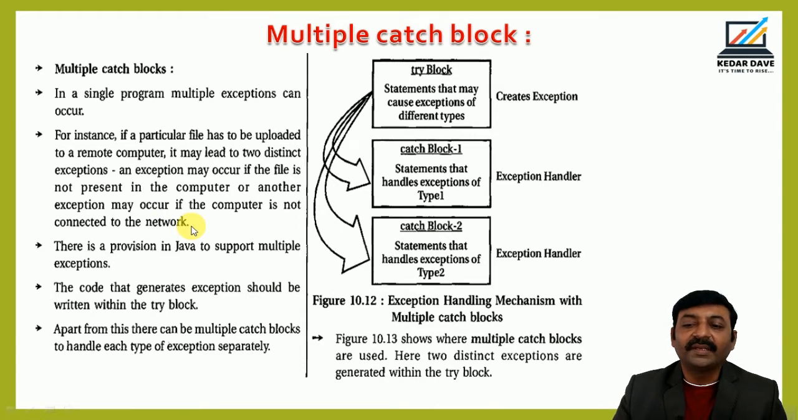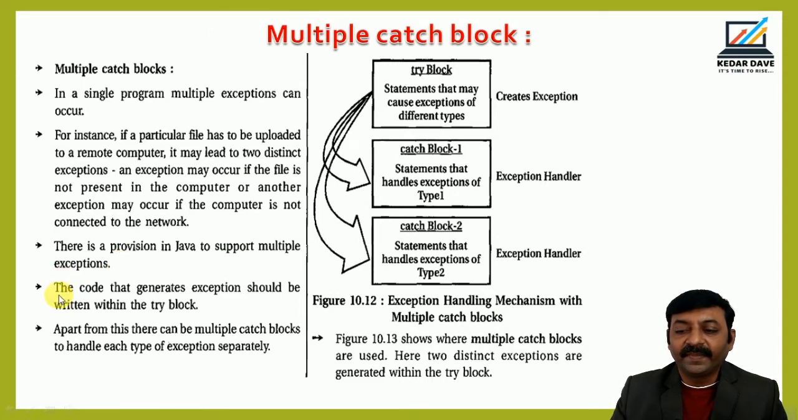Right? So you're going to connect your file with the remote file, but the connection is not available, the network is not available. How can you connect it? So it will generate one or more exceptions. There is a provision in Java programming to support multiple exceptions.